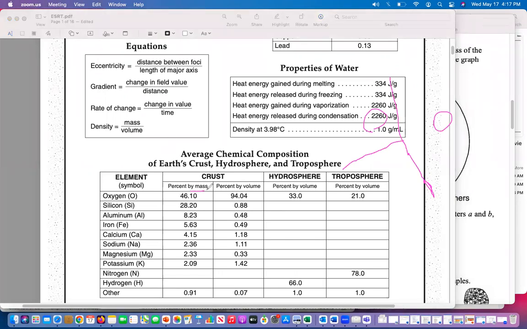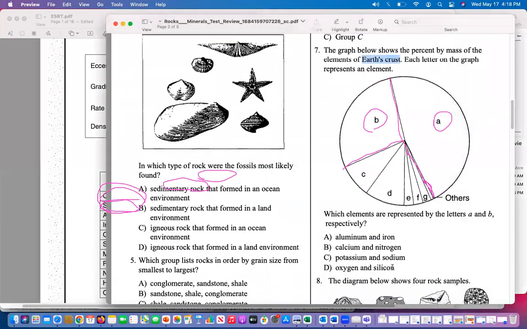I see the word mass here, percent by mass, in the problem. I'm looking at the crust. And what do I see? 46% is oxygen, 28% is silicon. And so therefore I know oxygen and silicon make up large parts of the Earth's crust. Because of that, it's definitely going to be choice D.